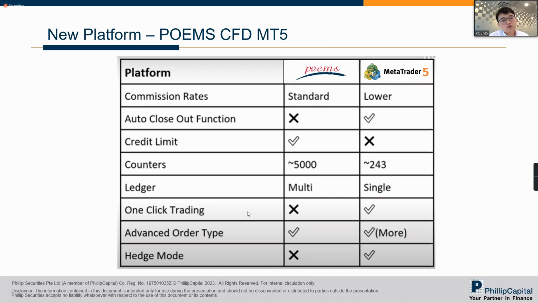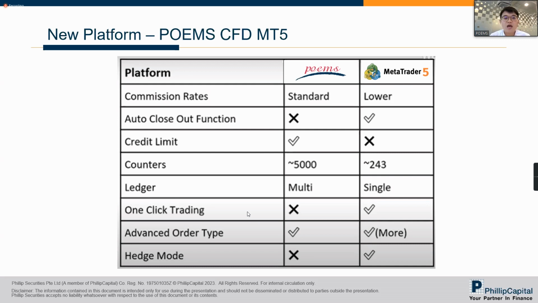For auto close out function, Poems doesn't have it. However, MetaTrader MT5 does have this function. Credit limit, Poems has a credit limit, but MT5 doesn't have any credit limit to limit you to trade. For counters, Poems has up to 5,000 counters. However, MT5 has only 243. So for this, you can see the number is quite less.